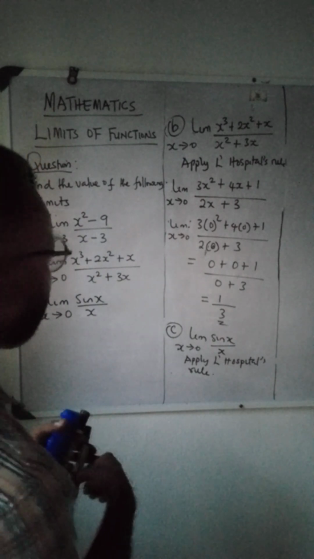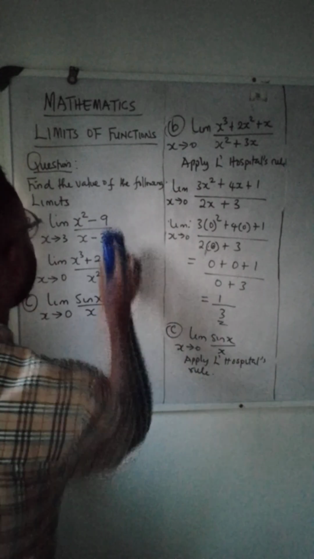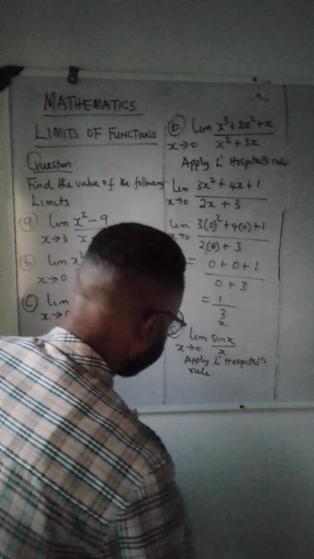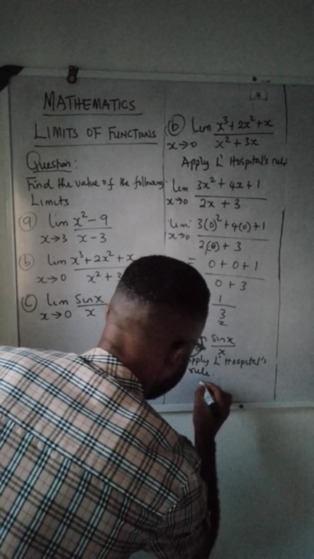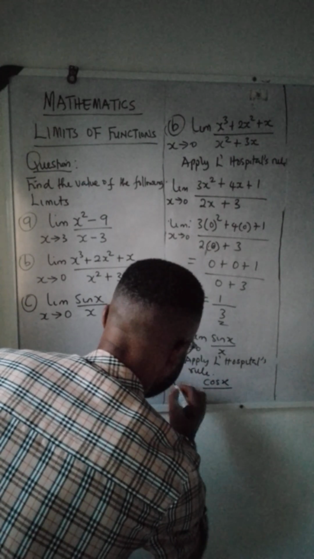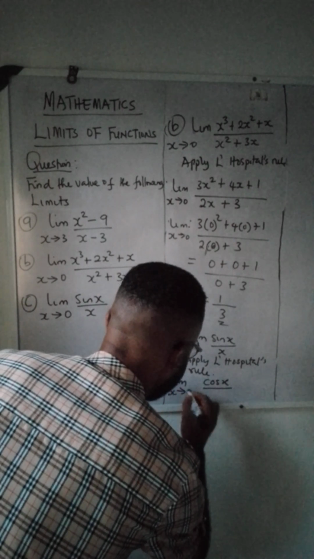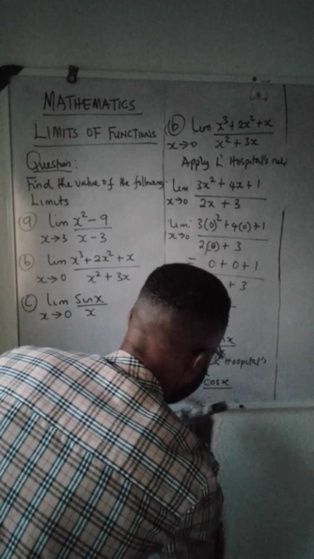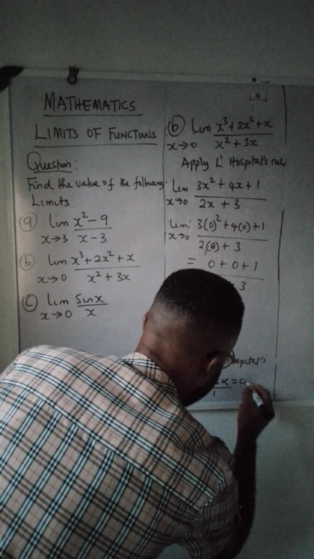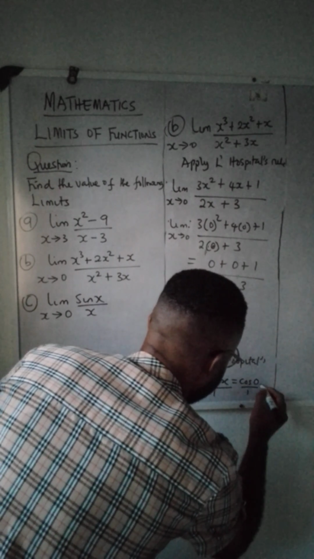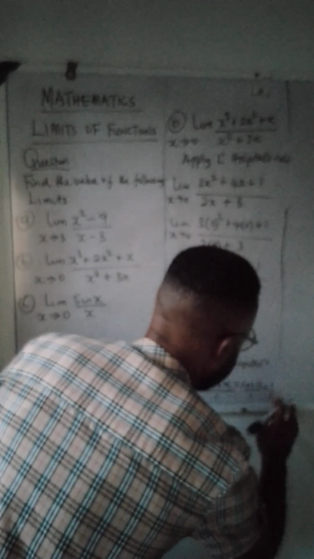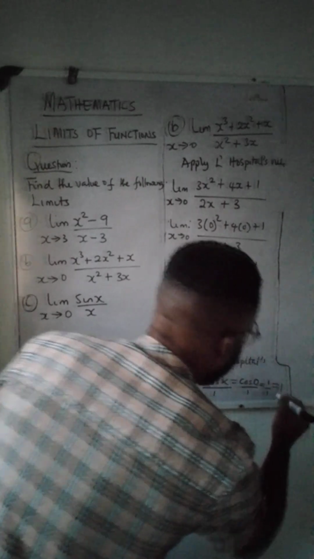When we apply L'Hospital's rule, we are going to have, when we differentiate sine x, it will give us cos x, all over, when we differentiate x, it will give us 1, as x tends to 0. So this will be cos 0 divided by 1. Of course we know cos 0 is 1, divided by 1. So our answer at this point equals 1.